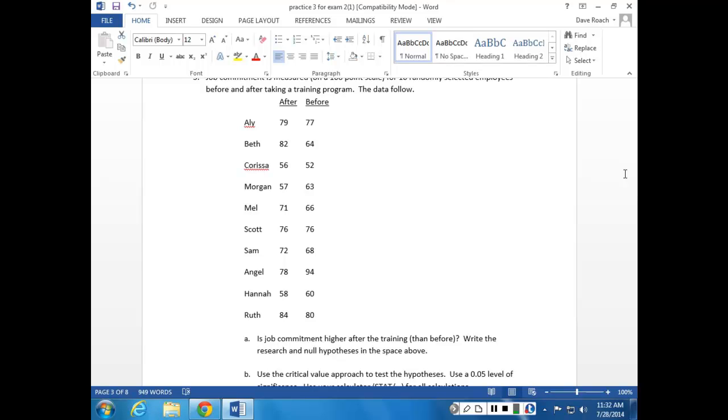Understand, if you try to work this one by hand, your chances of finishing the exam will diminish considerably. If you try to work this as a 2-sample t-test instead of a matched pairs, you probably don't have much of a chance of finishing at all.